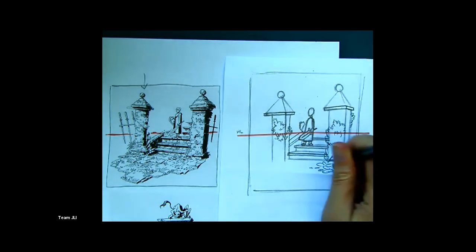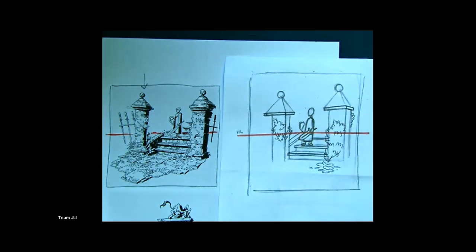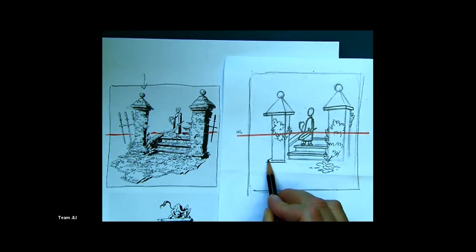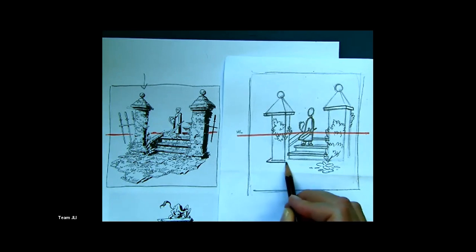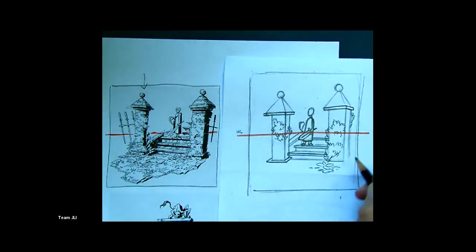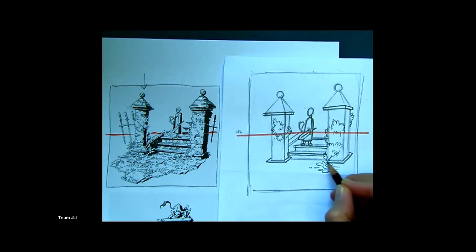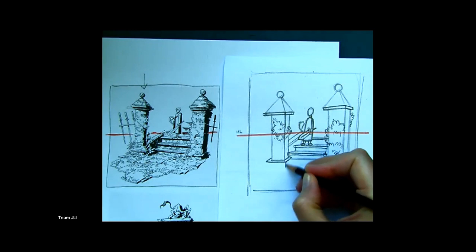And then for the column bases, since they're below the horizon line, we'll be able to see the top. We'll be able to see the thickness here. I'm going to give myself two lines, and the second line wraps around. Same thing on this guy. I have my one line that stops the pillar. And then my second line is going to go around. We'll give it some height.